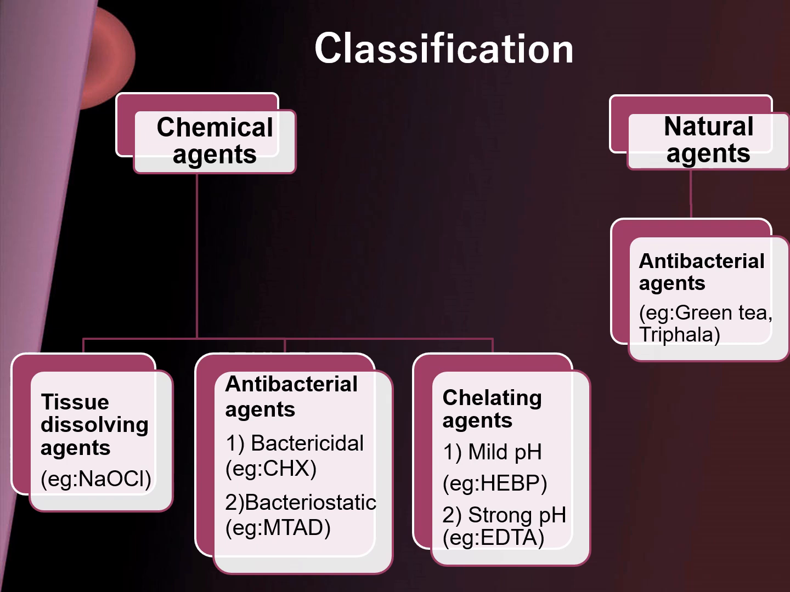Coming to the classification of root canal irrigants, they can be broadly classified into chemical agents and natural agents. Chemical agents are further subclassified into three. First one is tissue dissolving agents like sodium hypochlorite. Second group is antibacterial agents, which can be either bactericidal like chlorhexidine or bacteriostatic like MTAD. Third category is chelating agents, which can be either mild pH agents like HEBP, that is hydroxyethylidene bisphosphonate, or strong pH agents like EDTA. Natural agents include antibacterial agents like green tea, triphala, etc.